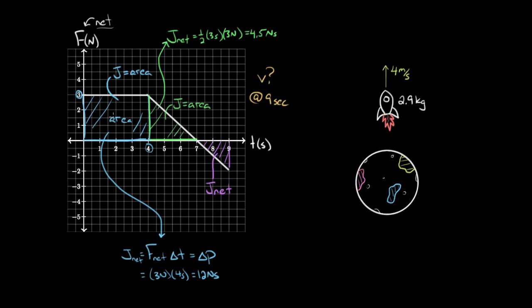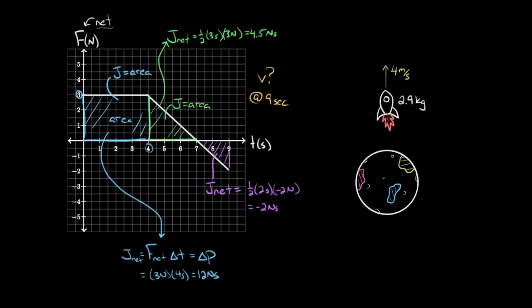So when the area lies above the time axis, it counts as a positive impulse. And when the area lies below the time axis, it counts as a negative net impulse. So how much negative net impulse? We still find the area. So the area of a triangle, again, is going to be 1/2 the base, which this time is 2 seconds, and the height is -2 newtons, which gives us a net impulse of -2 newton seconds.